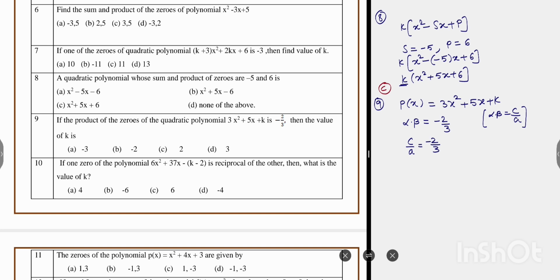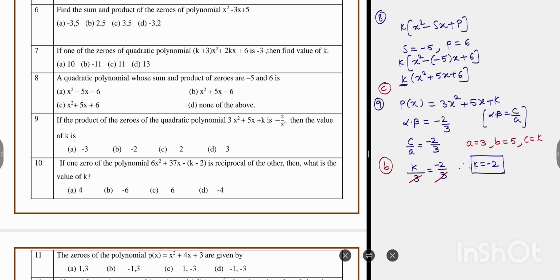But what are a, b, c here? A is equal to 3, B is equal to 5, C is equal to K. We have to substitute this. So it is K by A, A is 3, equal to minus 2 by 3. We can cancel this 3 and 3 directly. So what is K? K is equal to minus 2. Which option? K is equal to minus 2 is option B. Option B is correct. Question number 9.